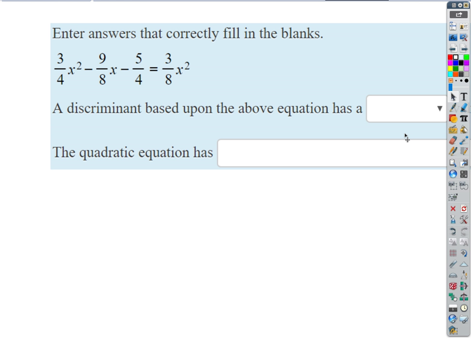Now, you're getting a common denominator here, right? What would my common denominator be if my denominators are 4, 8, 4, and 8? No, not 4. 8 doesn't divide into 4.